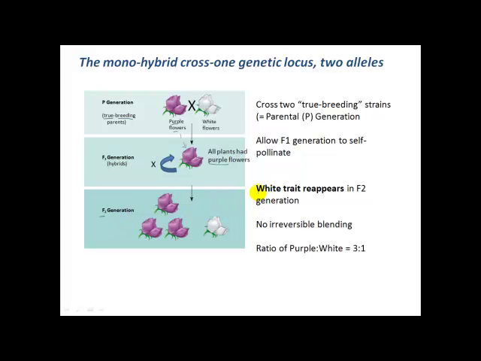He saw that the white flower color trait reappeared in that second generation. There was no irreversible blending. He didn't get an intermediate purple color that remained purple across the generations. In fact, he got back that white flowered trait that he began with. So no irreversible blending.